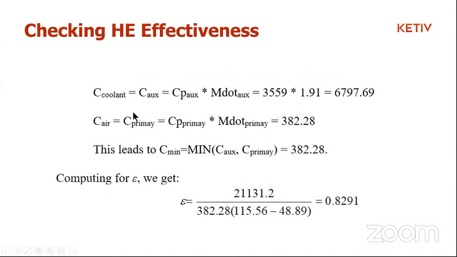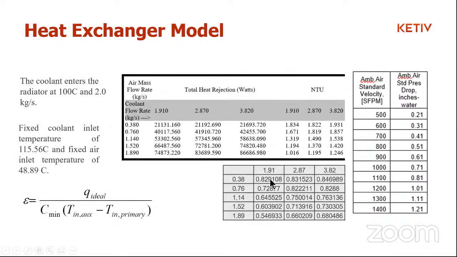So you have your coolant, which is your auxiliary fluid, and air, which is your primary fluid, and you can calculate the effectiveness by taking the C minimum, which is your heat capacity, by multiplying the specific heat into your flow rate, right? And when you calculate this effectiveness, and I have only done this for one data point, you could do that for all the data points to ensure that it is less than 1, you will notice that you're getting 0.8291. So this particular data set corresponds to this cell over here.